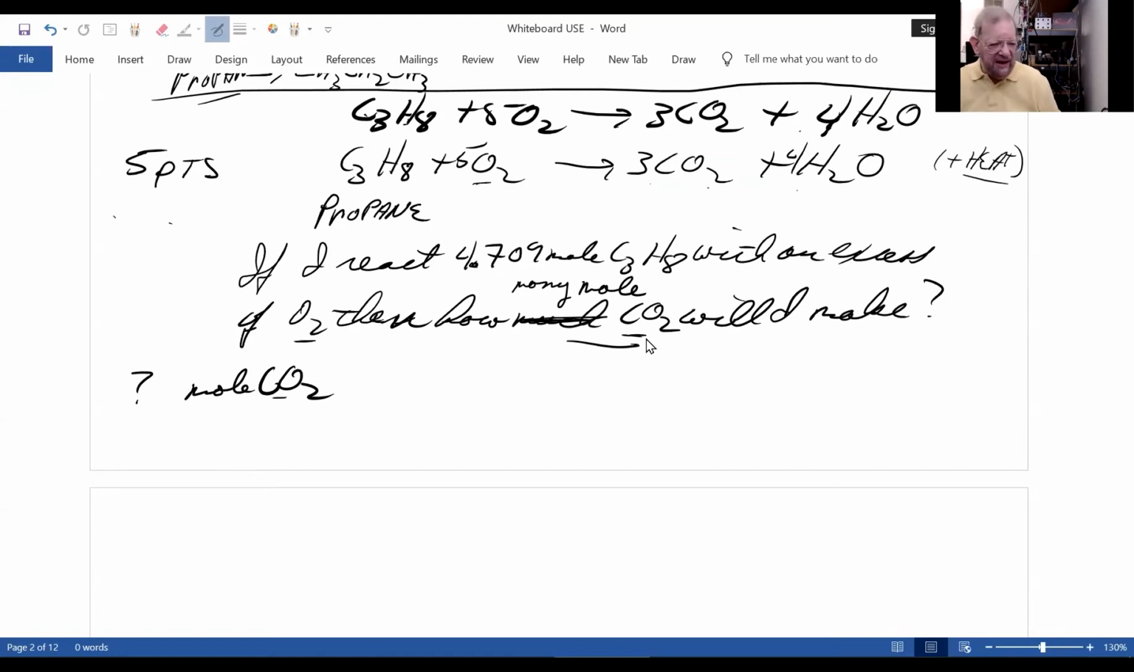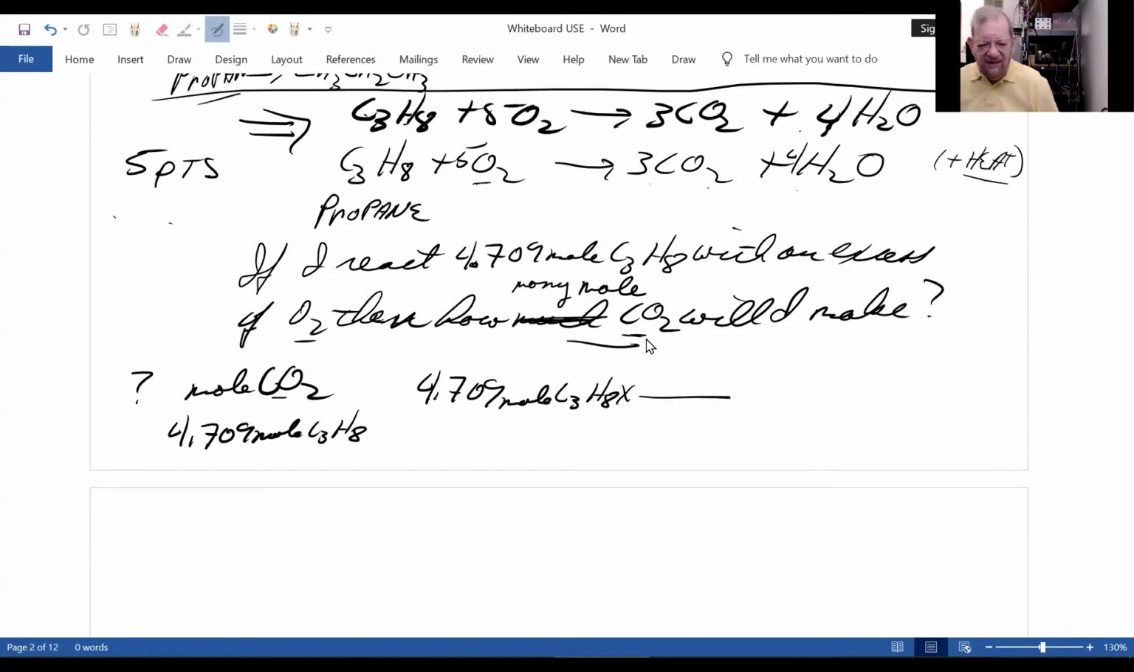And what am I given? 4.709 moles of propane, C3H8. This is the only number I have to work with. One other thing you're given is the balanced chemical equation. But let's continue here. This is all I have to work with.